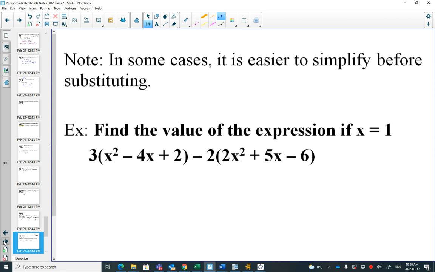It says sometimes it's easier to simplify before substituting. Sometimes it's easier to substitute first. So, if you substituted first, you'd put in 1 everywhere. The math isn't too bad, and you could simplify it. Okay? You could substitute first. Or you could simplify. How would I simplify this one? Well, I'd have to distribute.